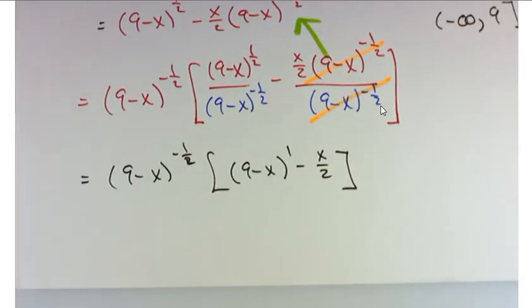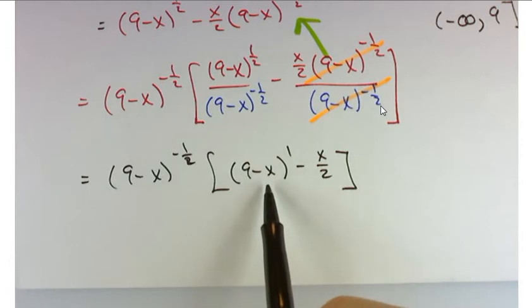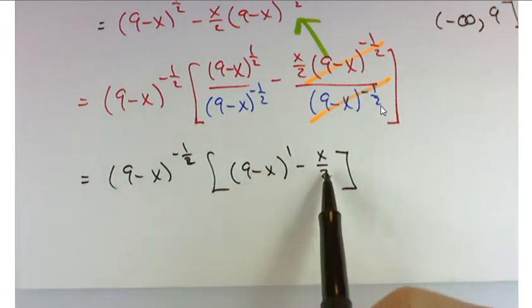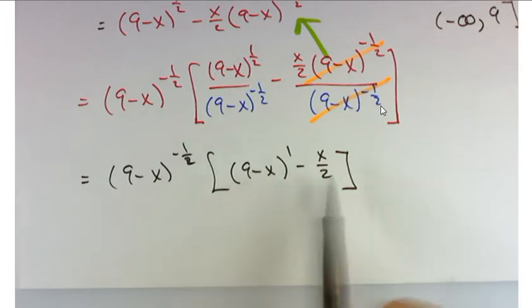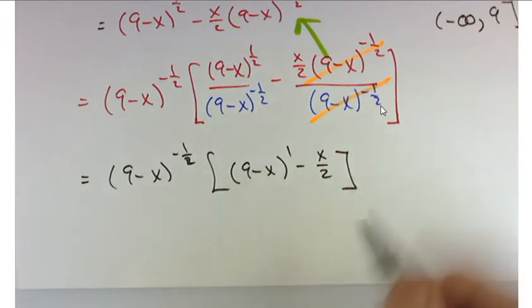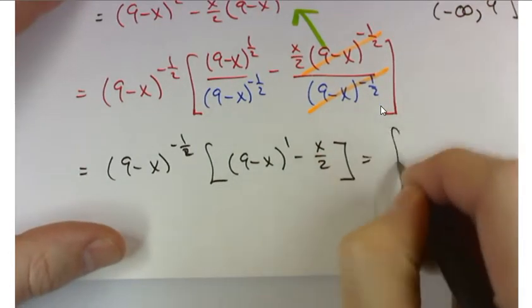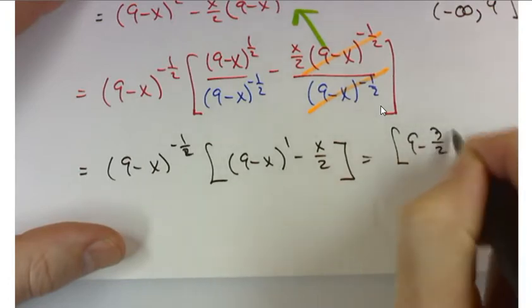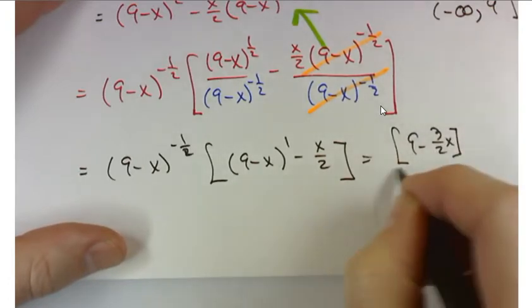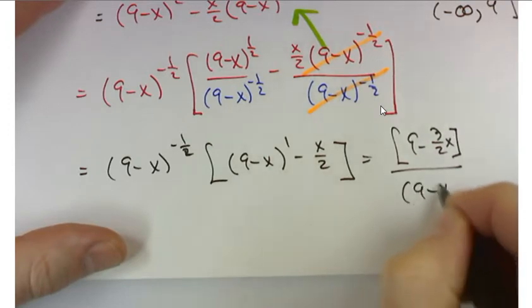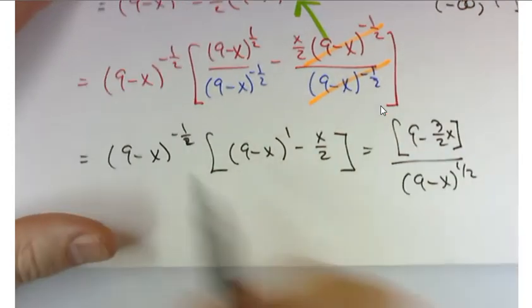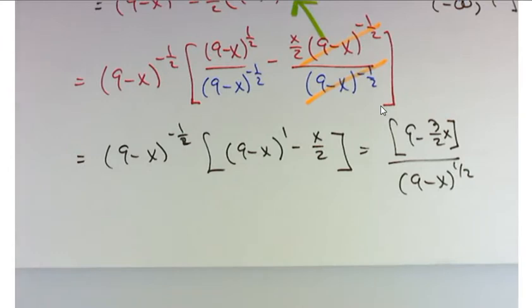Okay, that's the tough part. A little bit more work left to do. Minus 1 and minus 1/2 are your coefficients of x. These are your like terms. So I'm going to combine those. I'll make that 9 minus 3/2 x over 9 minus x to the 1/2. When it comes down into the denominator, it becomes positive. The exponent does.